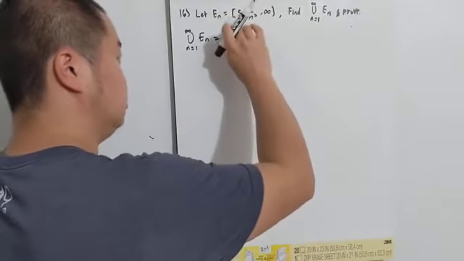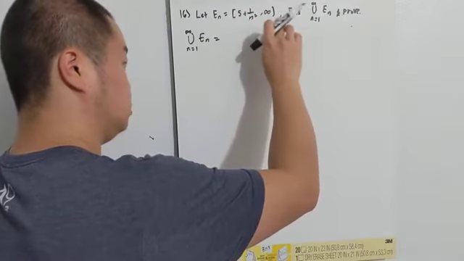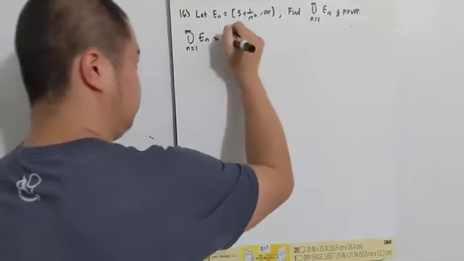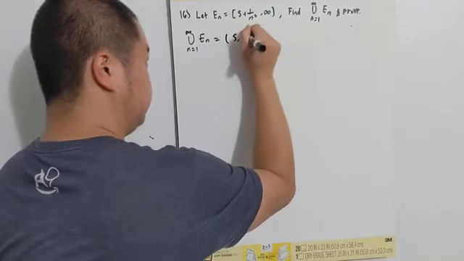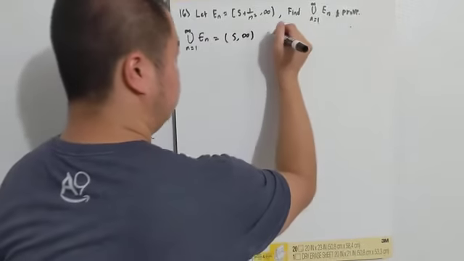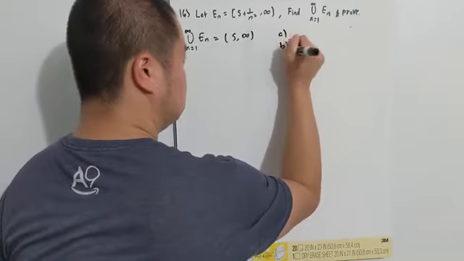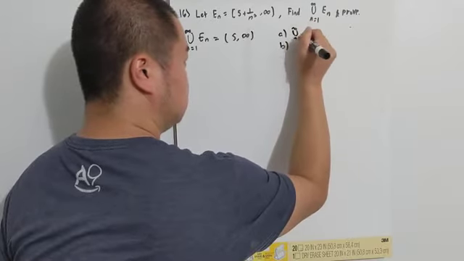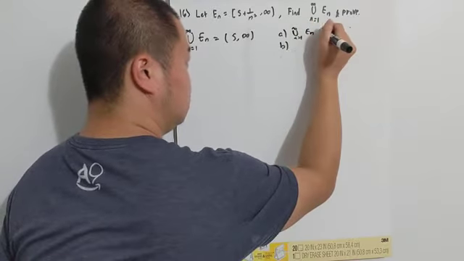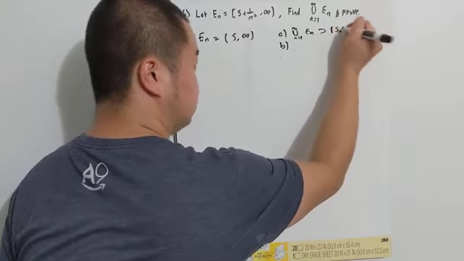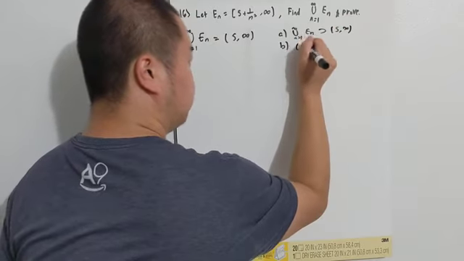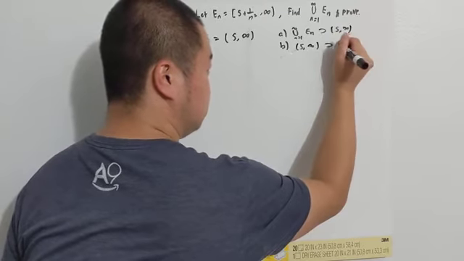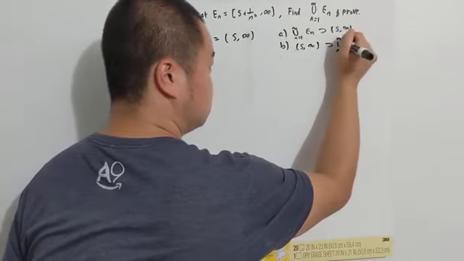Let A_n be the set [5 + 1/n², ∞). Find the union of these sets and prove it. So the union of these sets is (5, ∞). To prove this, we're going to prove two things. We're going to prove that the union of these sets is a subset of (5, ∞), and (5, ∞) is a subset of the union.